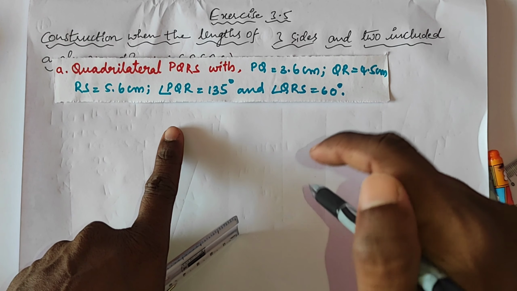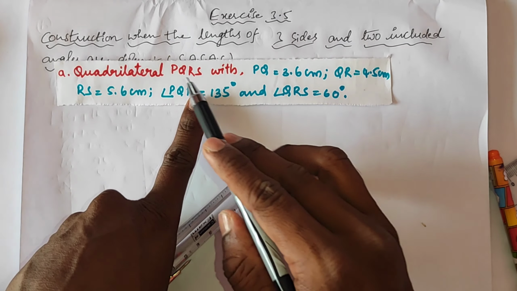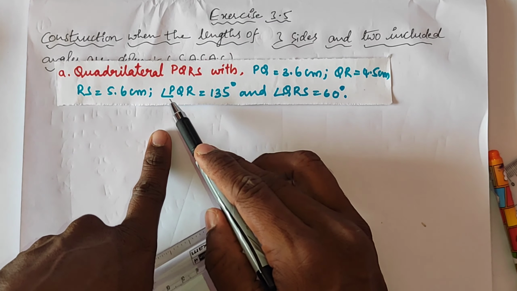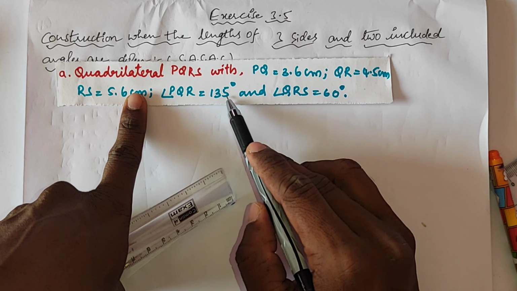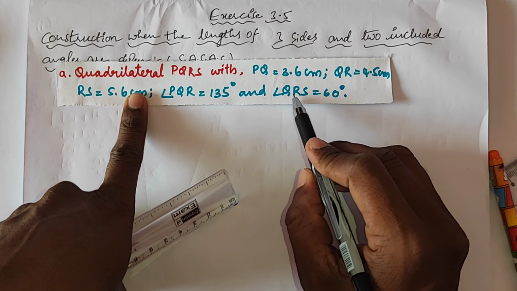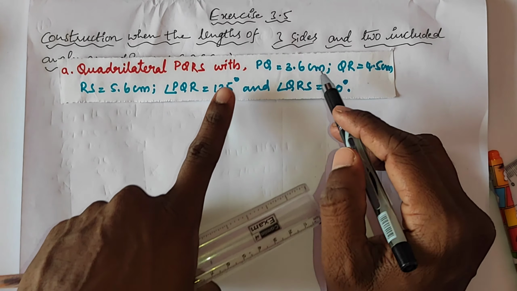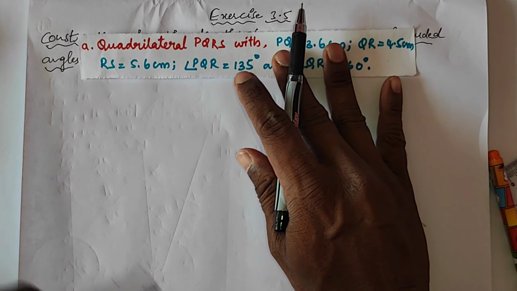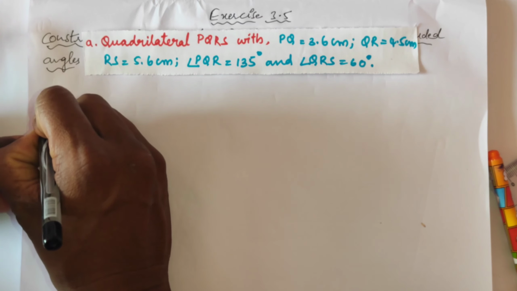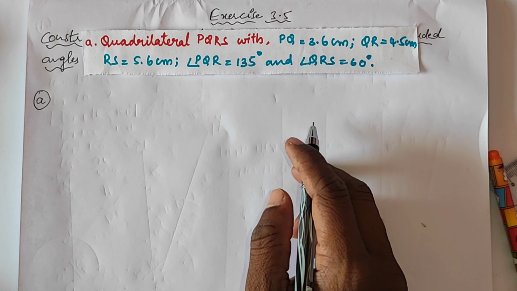Quadrilateral PQRS with PQ 3.6 centimeters, QR 4.5 centimeters, RS 5.6 centimeters, angle PQR is equal to 135 degrees and angle QRS is equal to 60 degrees. See here, given 3 sides and 2 included angles. First one, rough sketch. First we will draw a rough sketch for these given measurements.